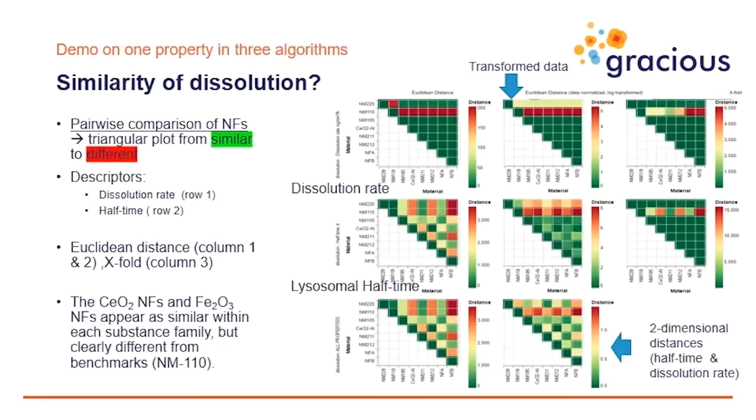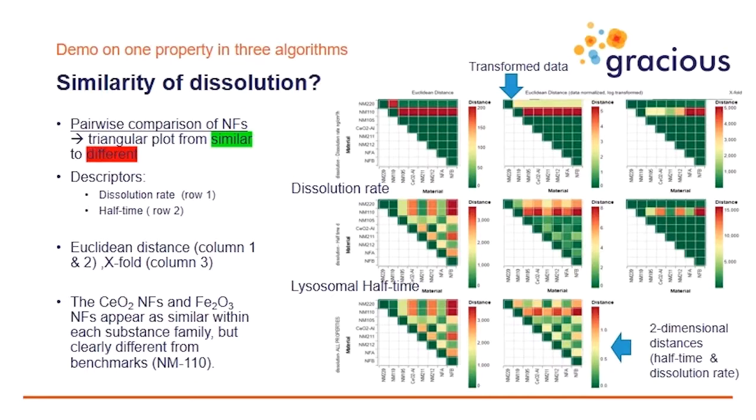As already mentioned, there are many ways to calculate similarity between scalar descriptors, and here we show Euclidean distance on the first column, again Euclidean distance on the second column, but using transformed data, and finally X-fold on the third column. The first row of matrices shows the pairwise similarity matrix for dissolution rate. The second row shows the pairwise matrix for half-time dissolution, and half-time X-fold matrix is the same as shown previously.